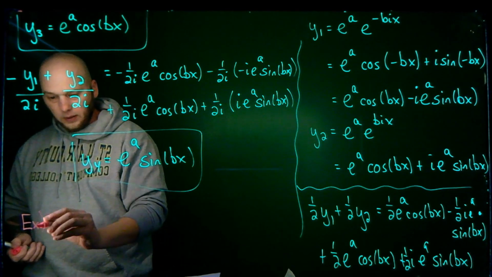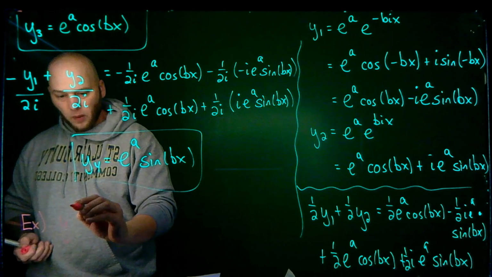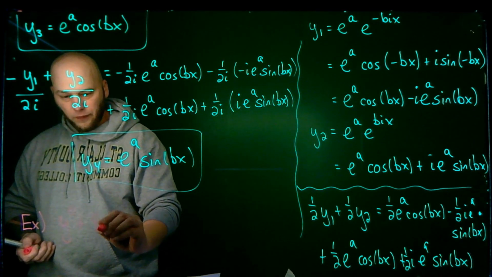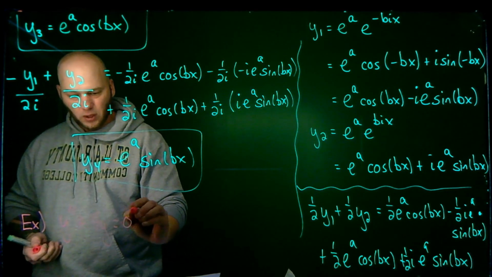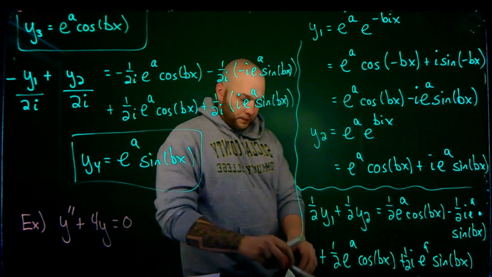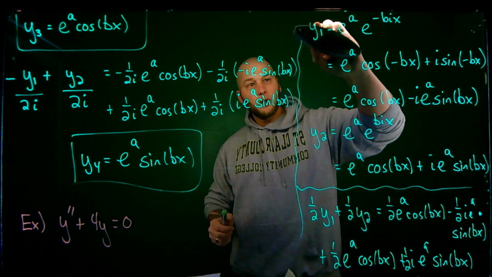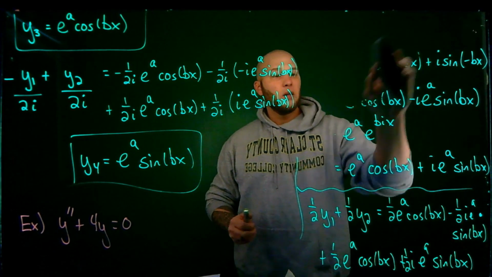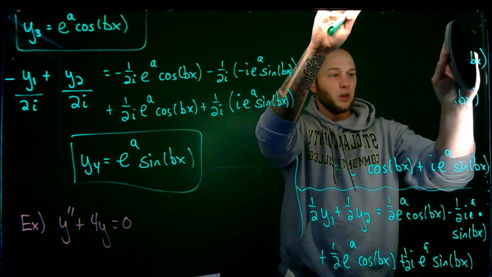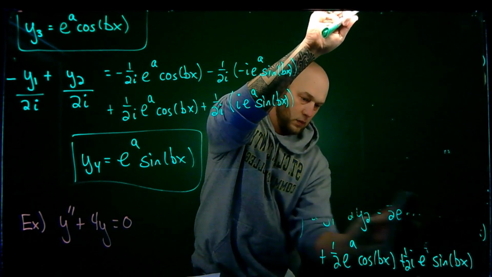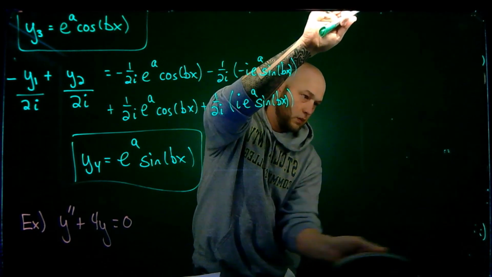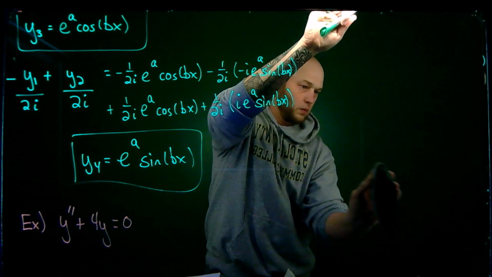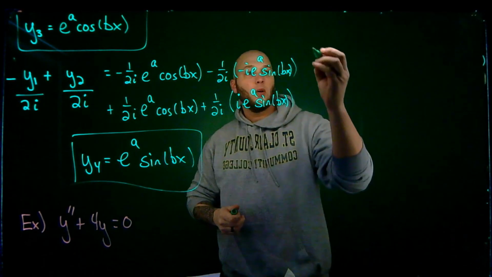All right, let's start with y double prime plus 4y is equal to 0. So let's go ahead and use the characteristic equation, which is going to lead to complex roots, and then we will see how that fits into these solutions. So, solution.